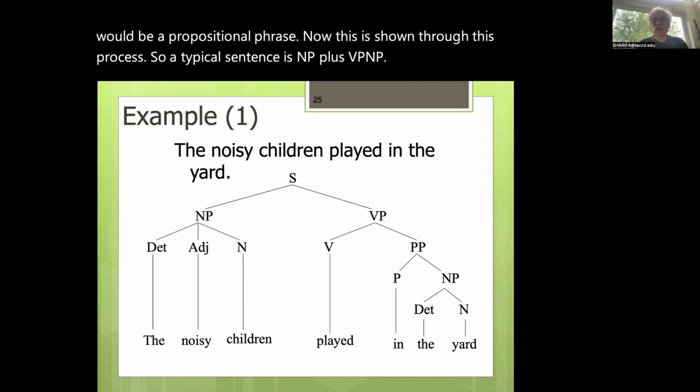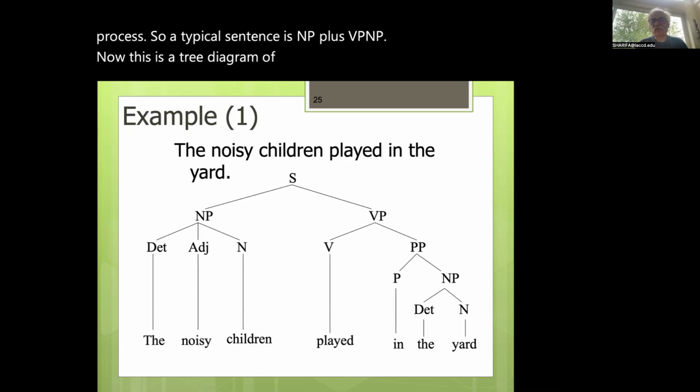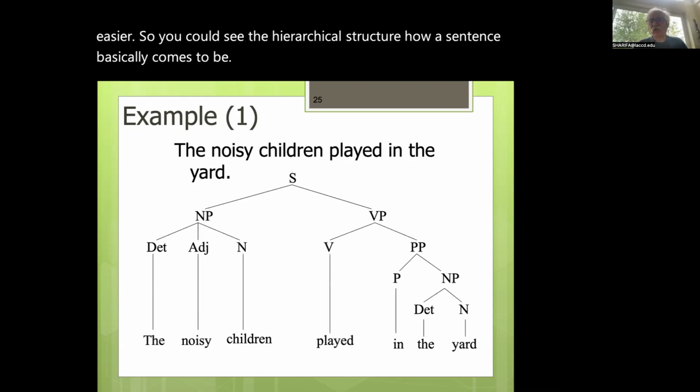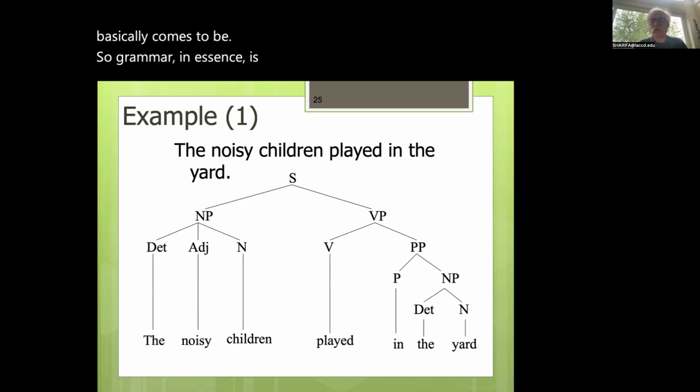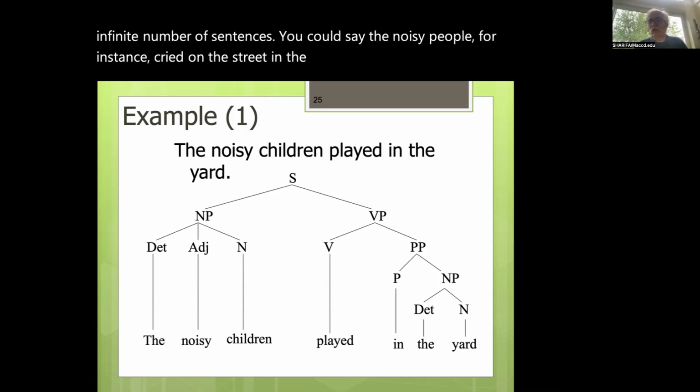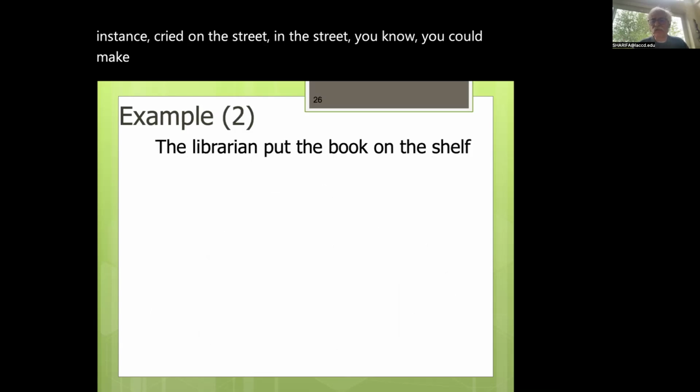Now, this is a tree diagram of that particular sentence, if it makes it easier. So you could see the hierarchical structure, how a sentence basically comes to be. So grammar, in essence, is hierarchical. And not only is it hierarchical, but you can make an infinite number of sentences. You could say the noisy people, for instance, cried on the street, in the street. You could make an infinite number of sentences.